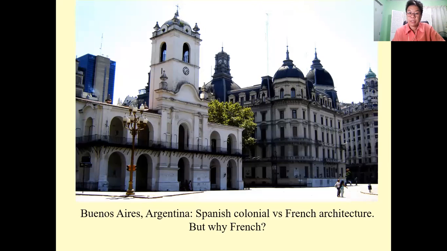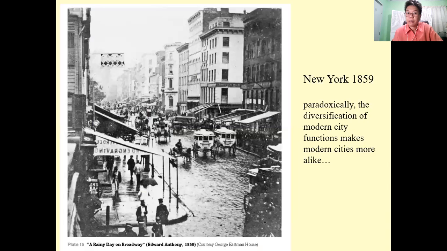But why French? Because there is also an influence of French culture in Buenos Aires, in Argentina. Also in New York in the 1800s, of course, the diversification of the modern cities was unlike any other structures in the world. Of course, if you've seen Paris back then, or previously in the slides that you've seen in the 1800s, this is what they looked like.